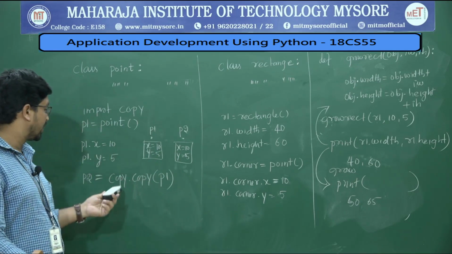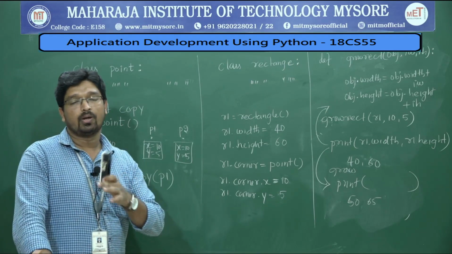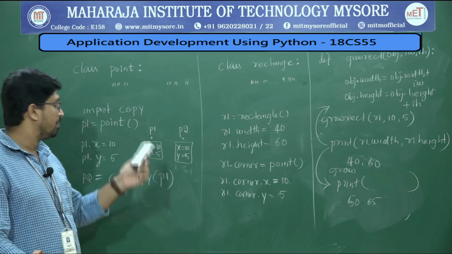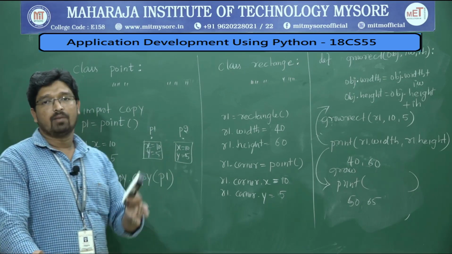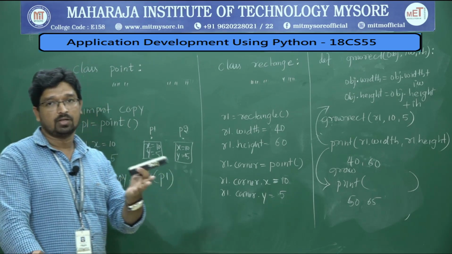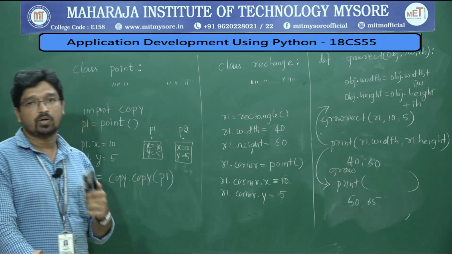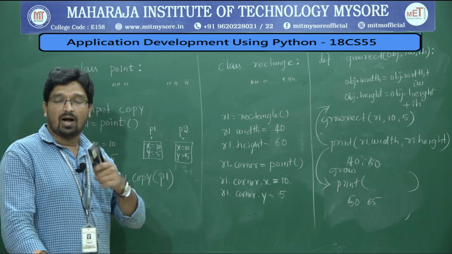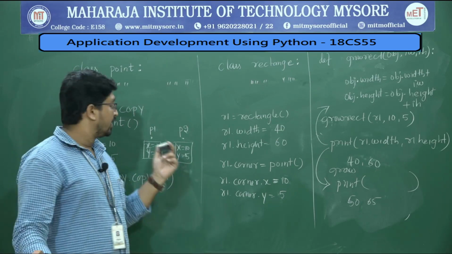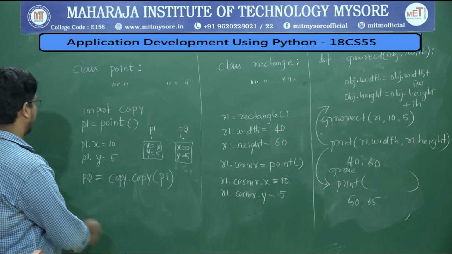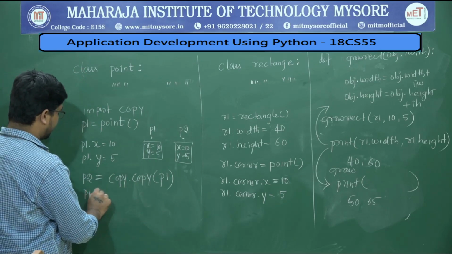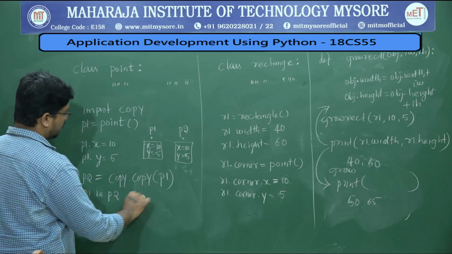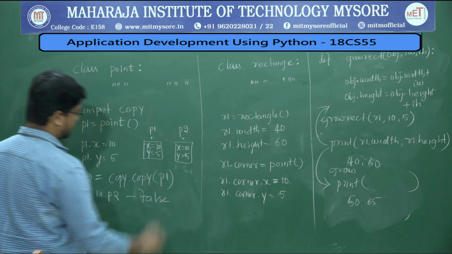No, it will not affect, because we are doing a normal copy, or I can say a shallow copy. It will copy only the values, but both the points are in different memory locations. They are equivalent only with respect to values, not with respect to the address or location of that data. So to check, if you say P1 is P2, there is an is keyword, you will get false as a result.